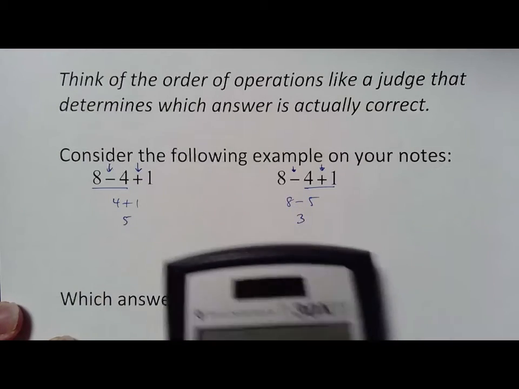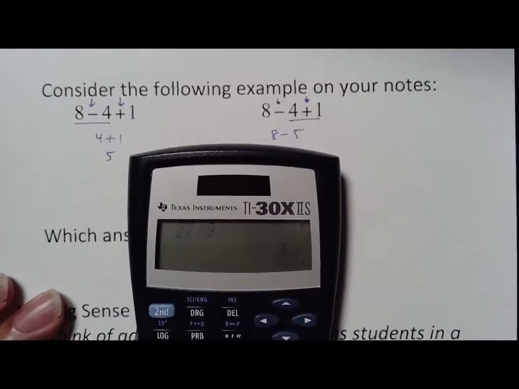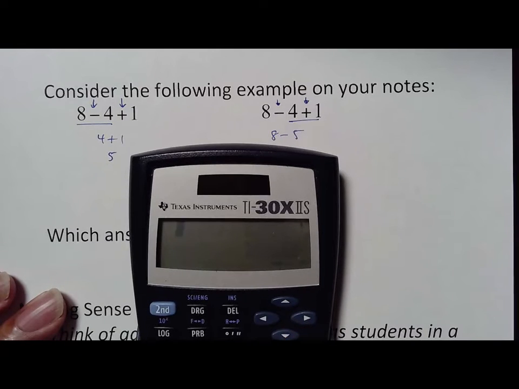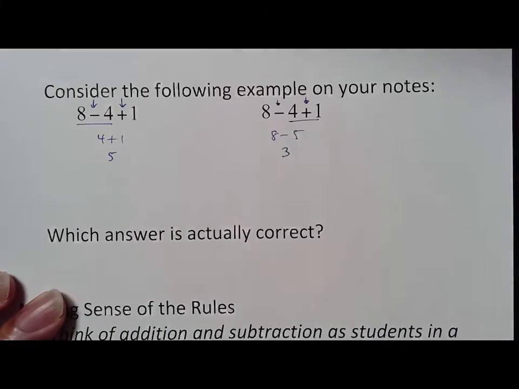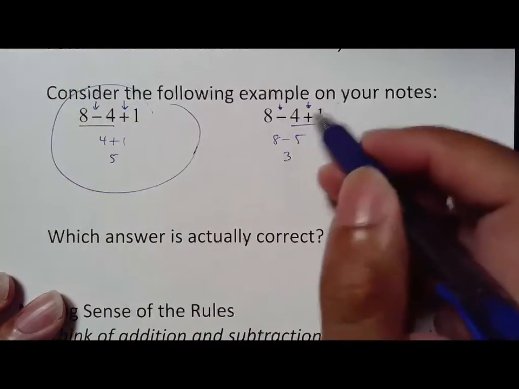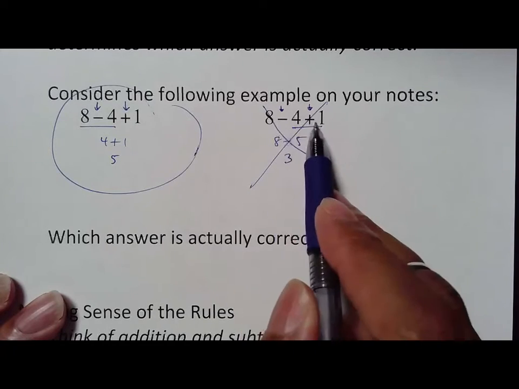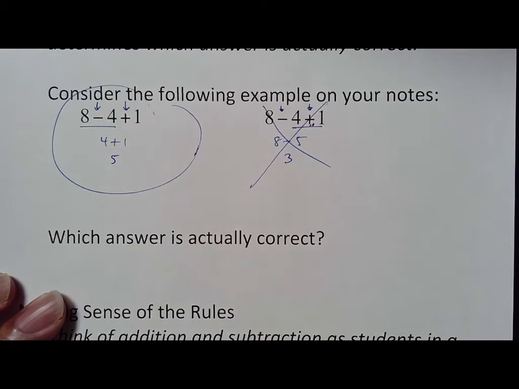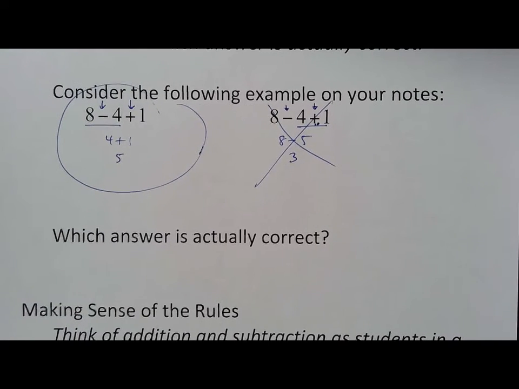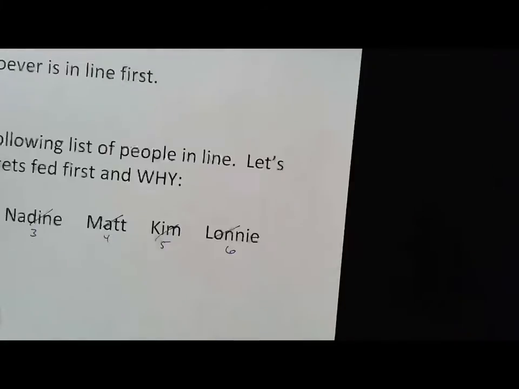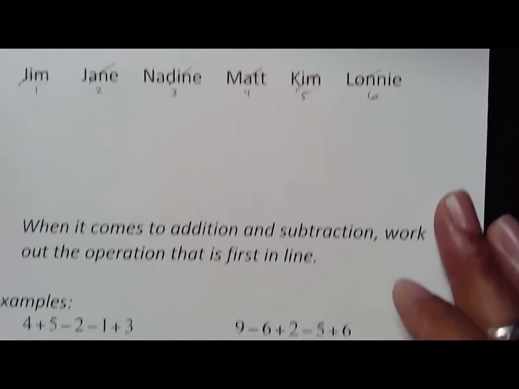But just to prove it, your calculator knows the order of operations. So if we type that in, let's see what we get. 8 minus 4 plus 1, which is 5. And yes, this is the proper one. This is wrong because you skipped over a sign to deal with another one. So again, if it helps, think about addition and subtraction like, again, students in a lunch line. We'll expand on this later. But as long as you try to understand that part, you should be okay.